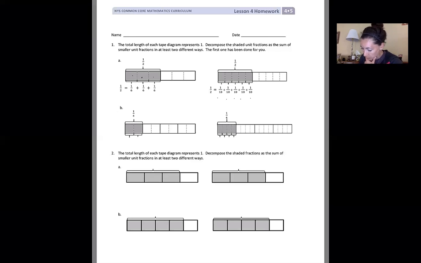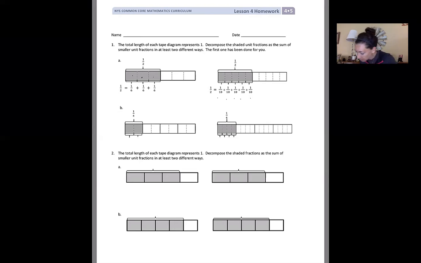Part B is one that you're going to finish on your own. Use part A to guide you. And then let's look at number two. It says the total length of each tape diagram represents one or one whole. We're going to decompose the shaded fractions as the sum of smaller unit fractions in at least two different ways. Same idea. Let's look at part A.